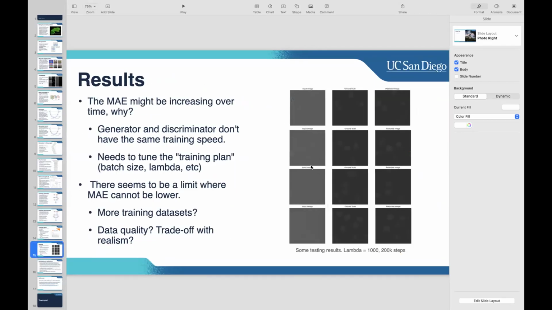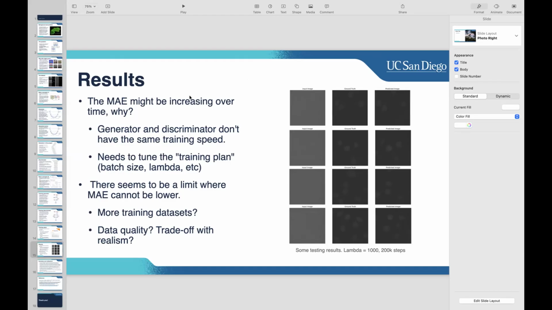And here are some results. I'm not sure if you can see it clearly, but you might have to increase the brightness of your screen because they are kind of dark here. This is the ground truth, and this is the predicted image. And I'm gonna be honest, these are the best ones. Yeah, they are the worst ones.